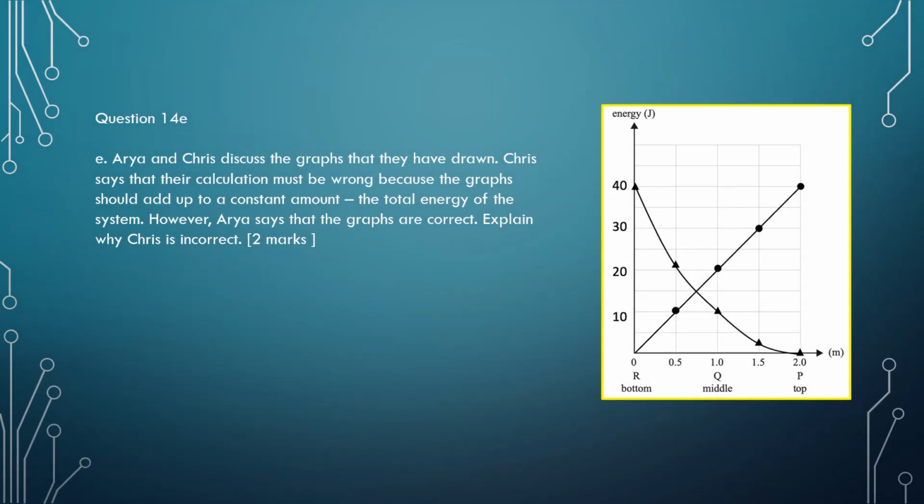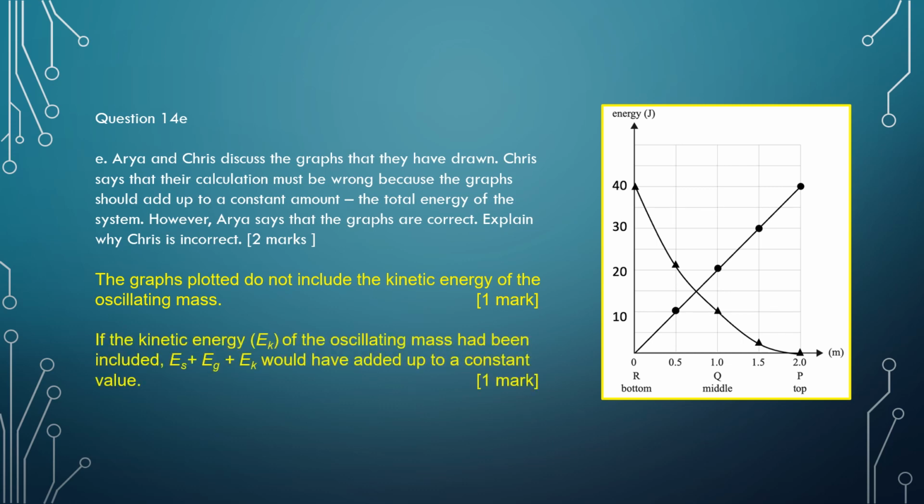Yes, the total energy remains constant, and it is the sum of 3 types of energy: kinetic energy, elastic potential energy, and gravitational potential energy. However, this graph only includes elastic energy and gravitational energy but does not include kinetic energy. If the kinetic energy is included, we will find that the 3 types of energy add up to a constant value.